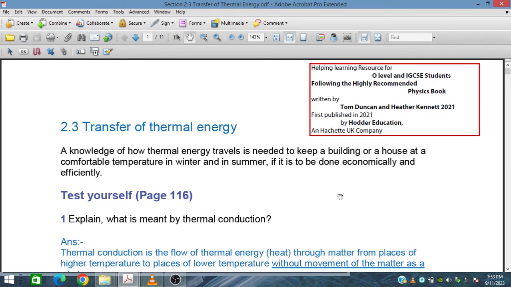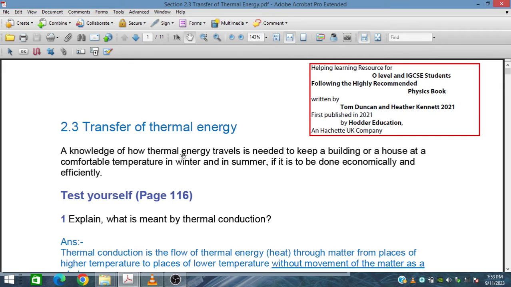Bismillah Rahman Rahim. In this session, we will discuss section 2.3, transfer of thermal energy, from the O-level physics book written by Tom Duncan and Heather Kennett. And this is a very important topic.